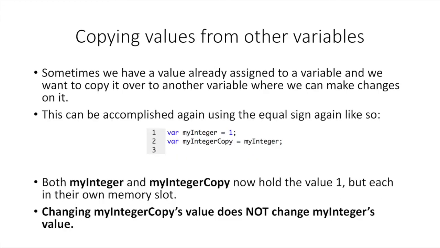Now, sometimes we want to copy. We have data in one variable, and we want to copy it to another variable. And we can do this by just using the assignment operator. So, we create an integer called myInteger, and we assign it the value 1. And then on the second line, we say myInteger copy is assigned the value myInteger. And so in this case, we are copying the value. Now, you have to imagine there's now 2 slots in memory holding the value 1, but changes to 1 don't affect the other. So if we had a third line that said myInteger copy equals 2, myInteger, the original variable, would still be equal to 1.